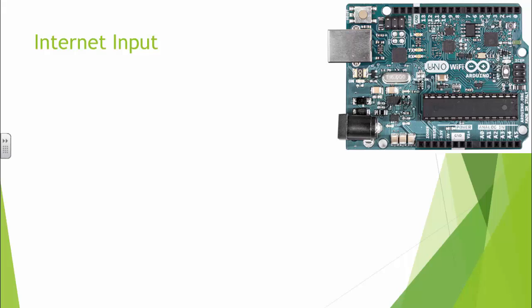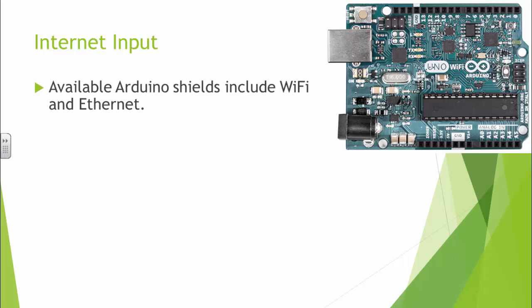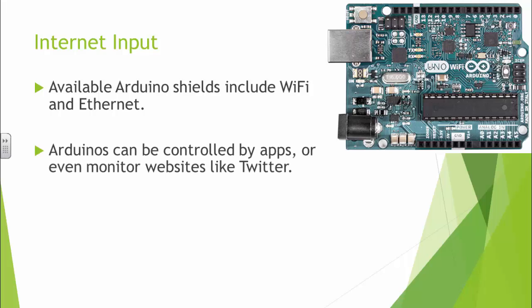Now there are other kinds of input. We can accept input from the internet. This is because Arduino shields are available that support Wi-Fi or Ethernet. So once we do this, an Arduino can be controlled by an app, or it can monitor websites like Twitter, and we've seen the example before of that.